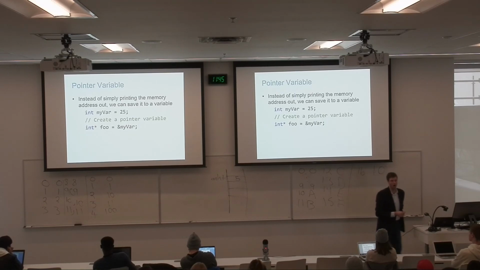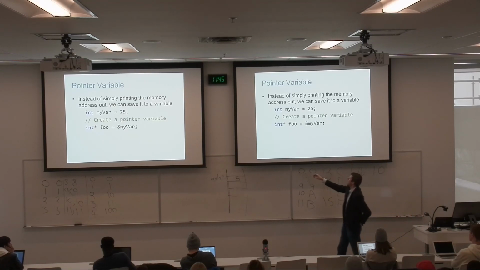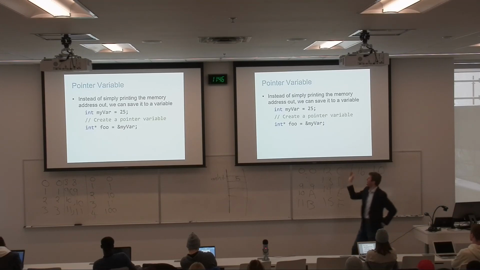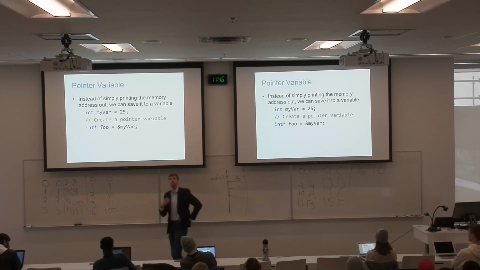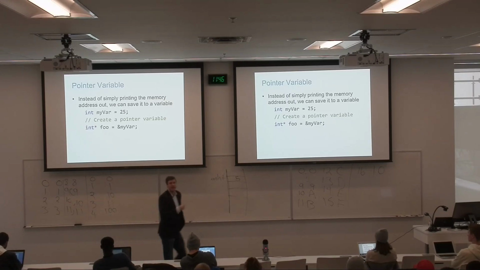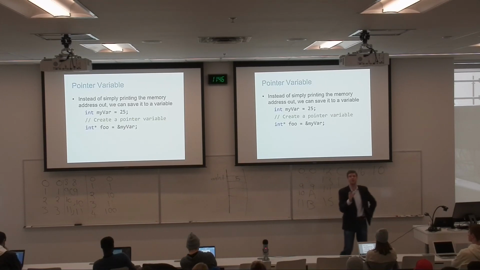So now, on the next line, after the comment, I have int star foo. Int star, what the heck? The star, when it's next to the type, like in the declaration, means pointer. Int star is different than int. Int star means the type integer pointer. It's a pointer to an integer.